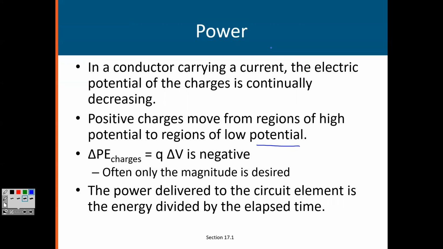In a circuit, as the current flows, it loses its energy. So the change in the potential energy of the charge is negative. But most of the time, we are interested only in the magnitude of the energy flow. The power is delivered to where? The lost energy is delivered to the circuit element. If there is a resistance, you will see the resistance heats up. Suppose it is a wire inside the bulb. Not only does it heat up, it even emits light. That's useful energy.